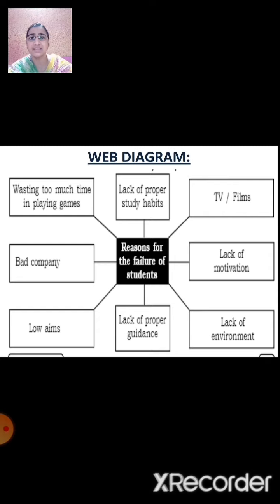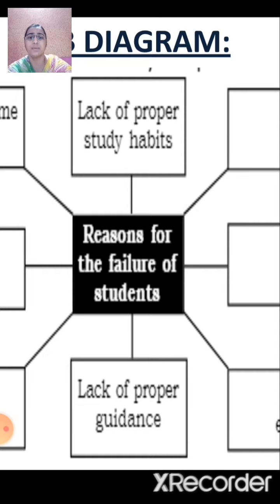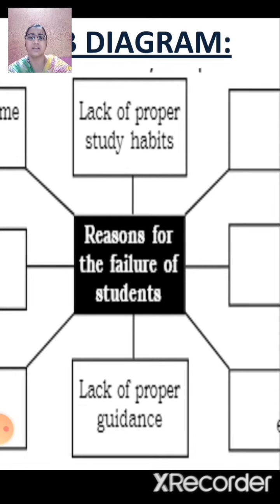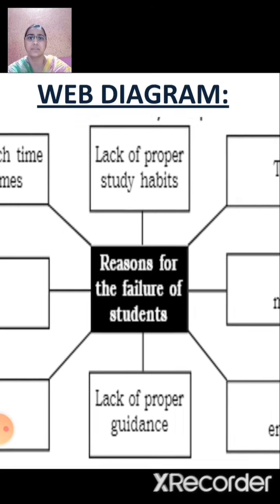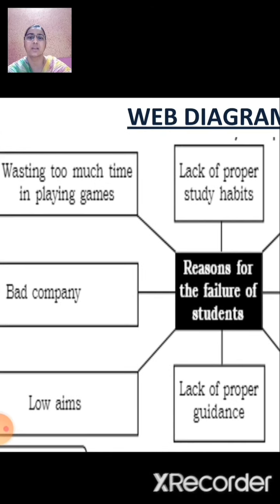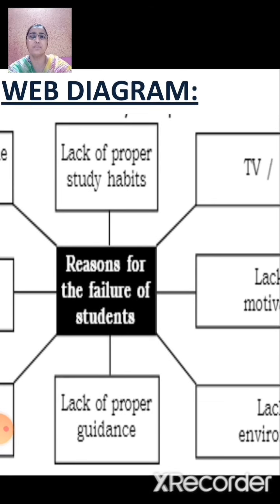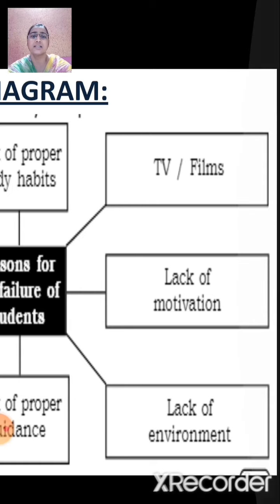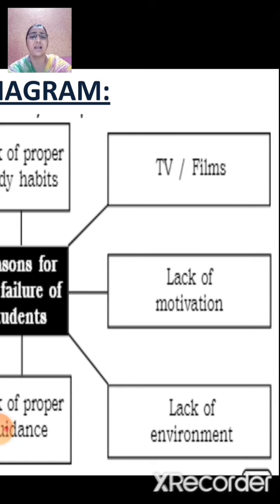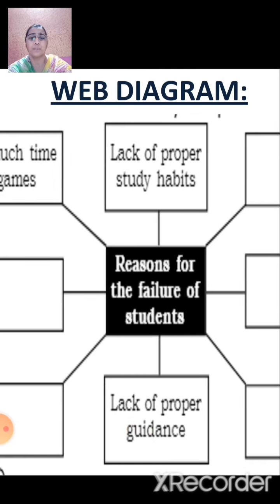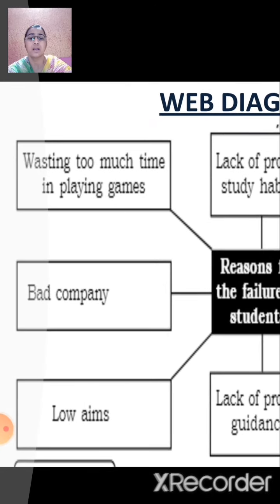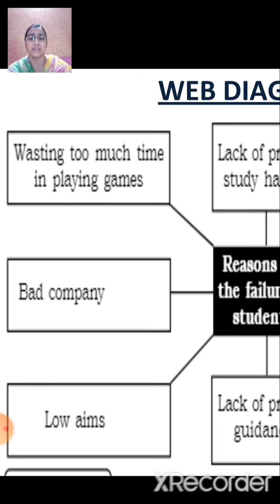Now, let us analyze the web diagram carefully. The main topic given is reason for the failure of students. Now, let's look at this. Wasting too much time in playing games, lack of proper study habits, TV and films, lack of motivation, lack of environment, lack of proper guidance, low aims, bad company.